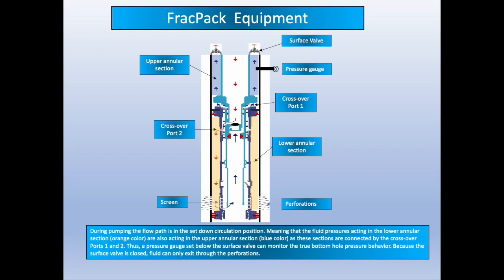This diagram shows the downhole FracPack equipment. During pumping, the flow path is in the set down circulation position, meaning that the fluid pressures acting in the lower annular section, orange color, are also acting in the upper annular section, blue color, as these sections are connected by the crossover ports 1 and 2. Thus, a pressure gauge set below the surface valve can monitor the true bottom hole pressure behavior. Because the surface valve is closed, fluid can only exit through the perforations.